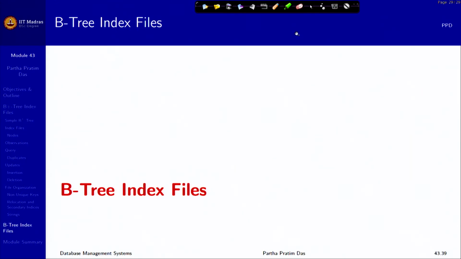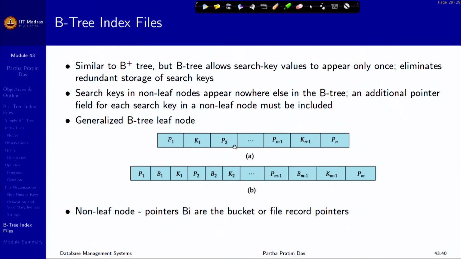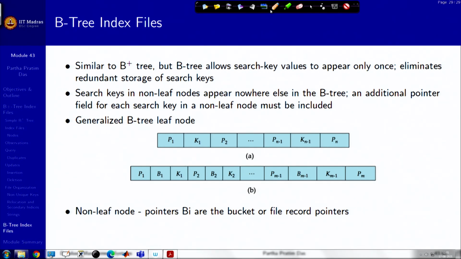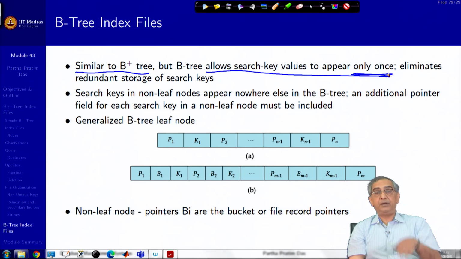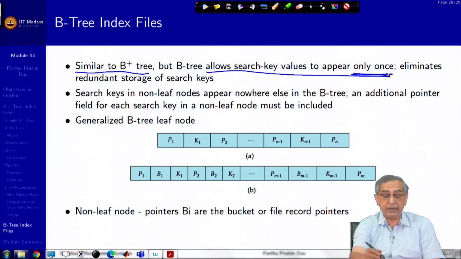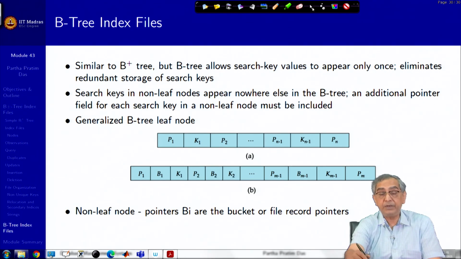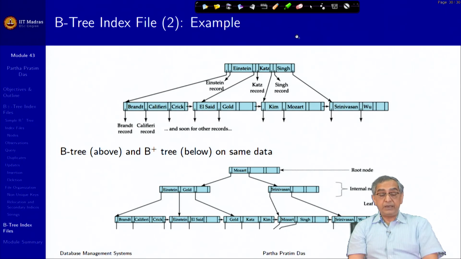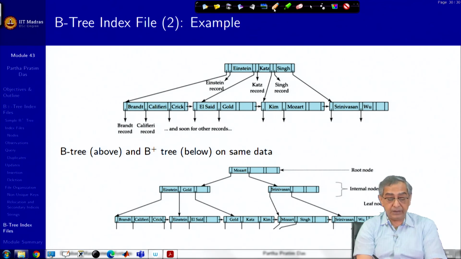Now, that was about B plus tree. There is a compaction on B plus tree known as B tree. In B tree, the basic idea is that unlike B plus tree, a B tree will allow a search key to appear on the tree only once. In a B plus tree, a key will appear multiple times till the root. So, you can see the contrast here. This is your B plus tree.